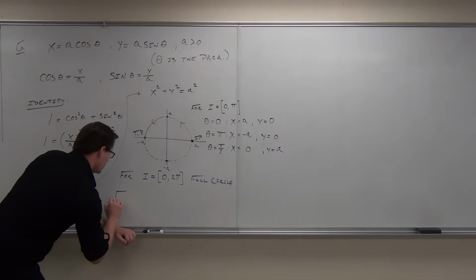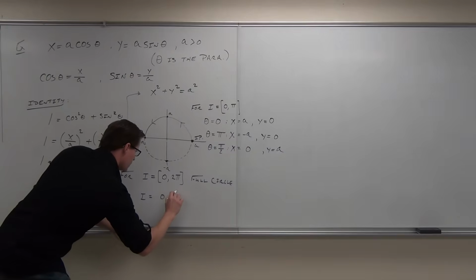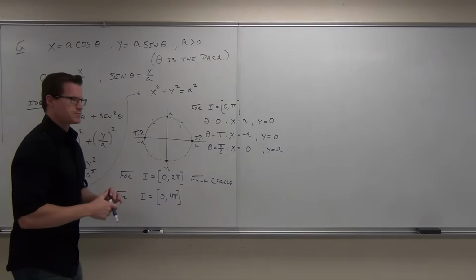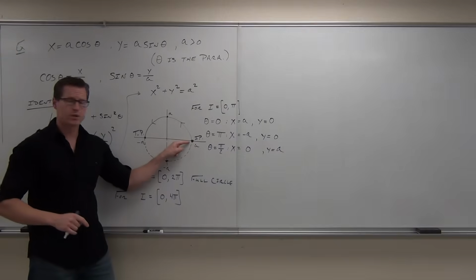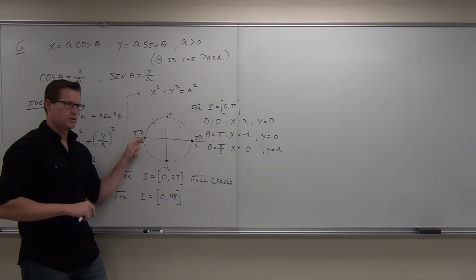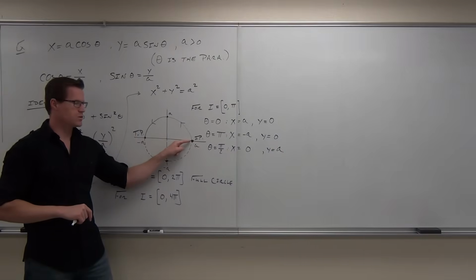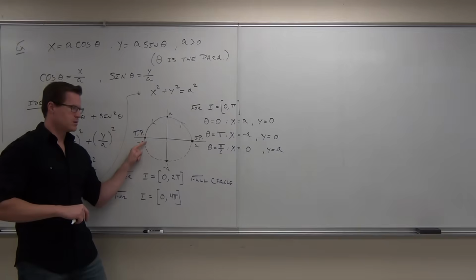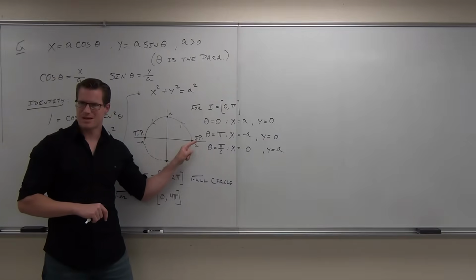How about this one? Now, 0 to 4 pi. Would it still start at this initial point? Would this be the terminal point? No. 4 pi, not 3 pi. Would this be the terminal point? Yes. It would do two revolutions. Here's pi, 2 pi, 3 pi, 4 pi. Does that make sense? Same direction.